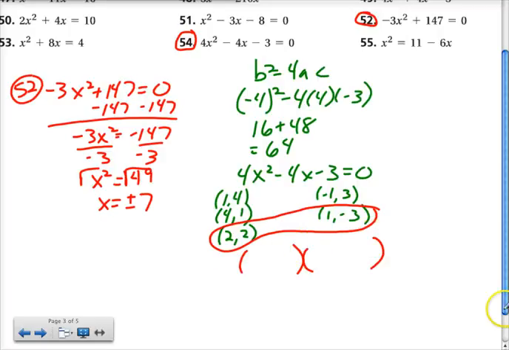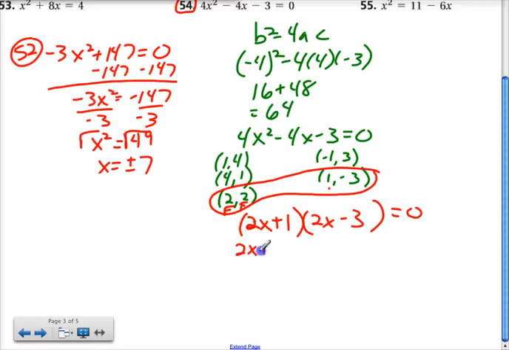So that means first and first are both 2's. But last and last are plus 1 and minus 3. And then we just keep going to find our zeros. So 2x plus 1 equals 0. You'd subtract 1 and divide by 2. And 2x minus 3 equals 0. You'd add 3 and divide by 2. And there are your 2 zeros. And again, the answers are perfect.